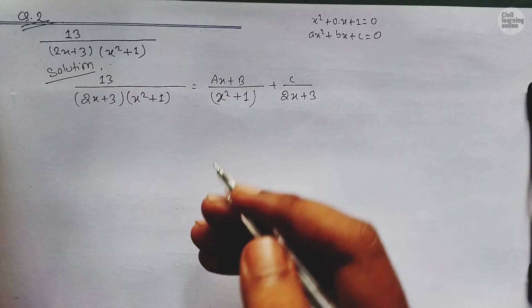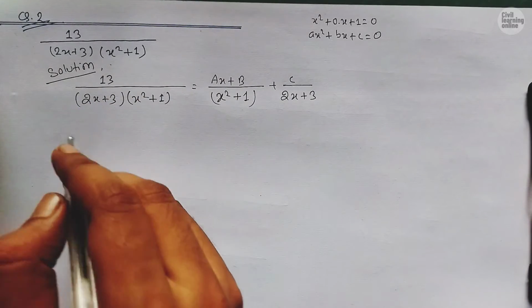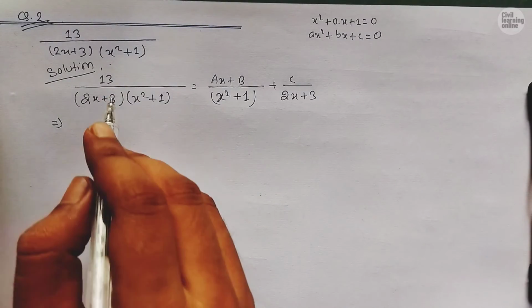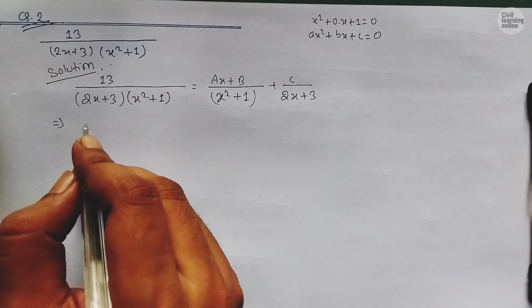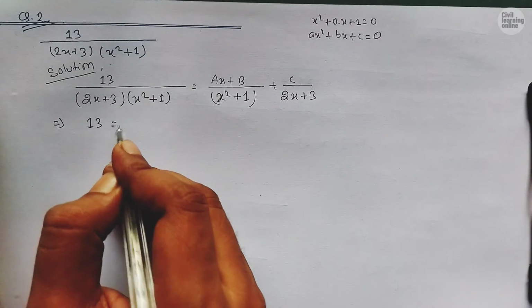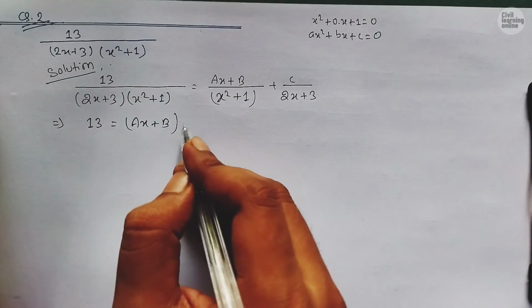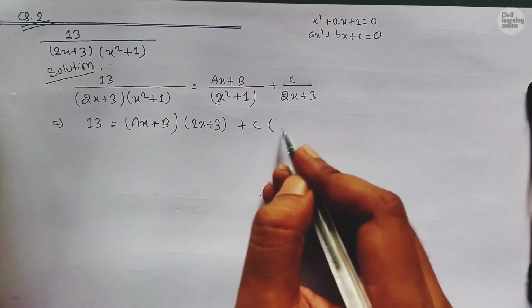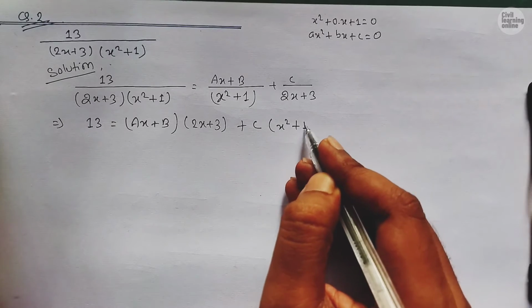Now you are smart enough to solve this numerical like I have done the example question number 1. So again the step is same. We are about to do the multiplication on both sides with the equal value of denominator. So we will have here 13 equals to ax plus b times remaining term will be 2x plus 3 plus c times this, again the remaining term will be x square plus 1.